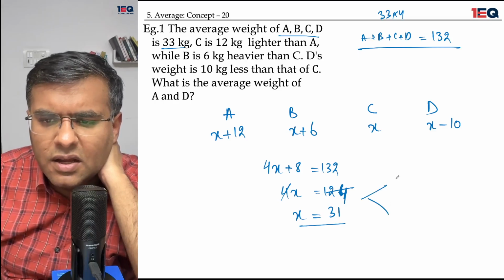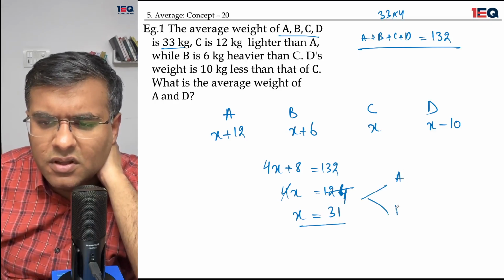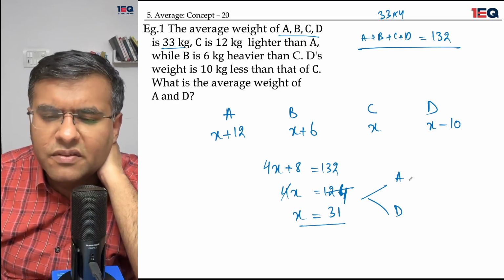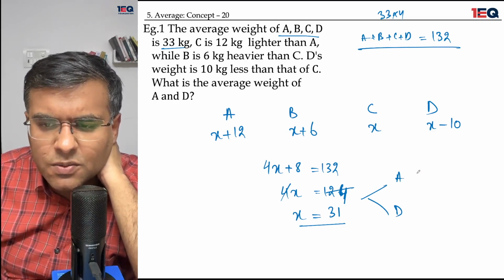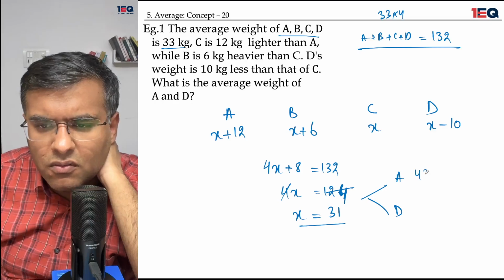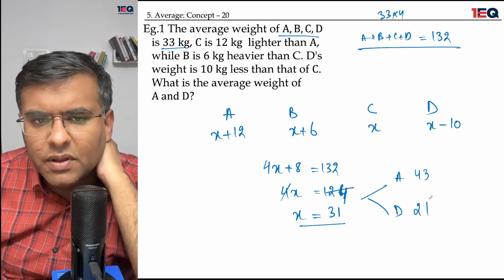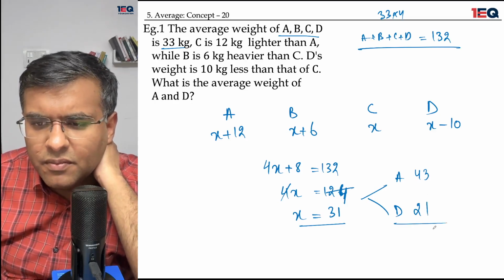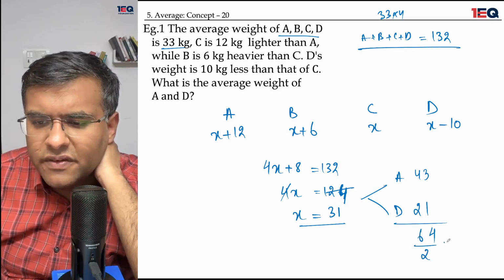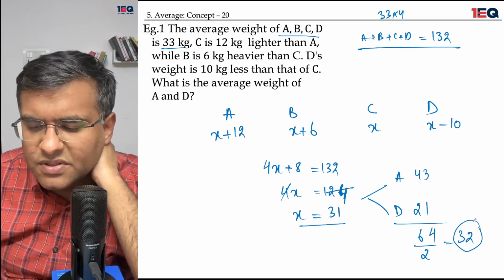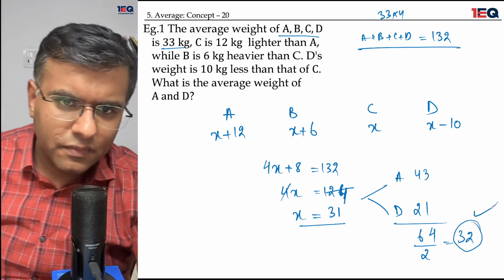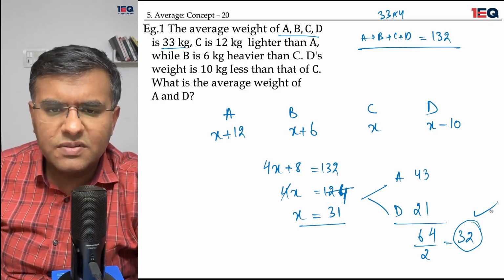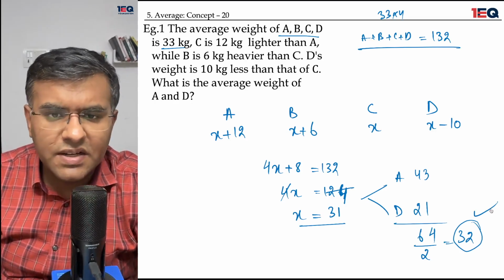If I do that, I'll find out the value of A, or the average of A. Sorry, the weight of A, which is 31 plus 12, which is equal to 43, and x minus 10, which is equal to 21. I have the weight of both of them. This would give me 4 and this would give me 6. 64 divided by 2 is 32, and 32 is my answer. Okay, 32 is my answer. I'm satisfied with it.